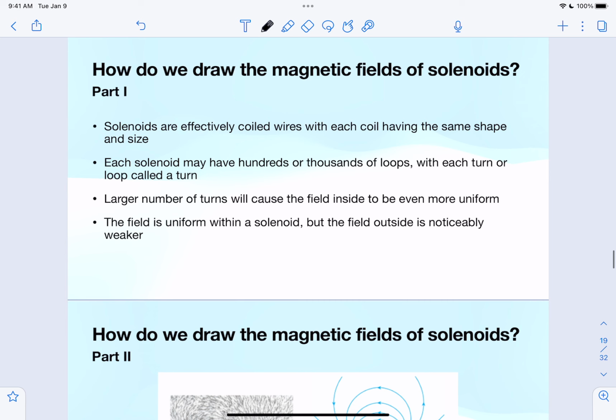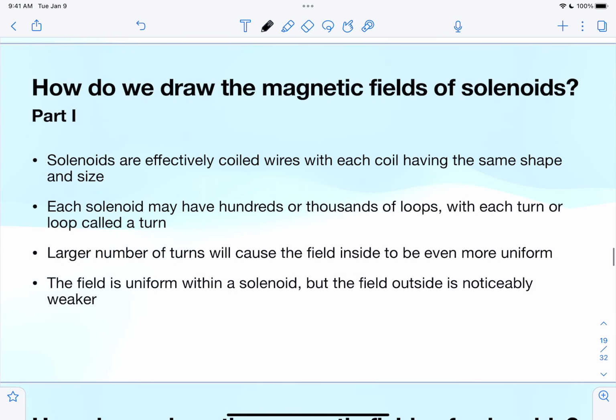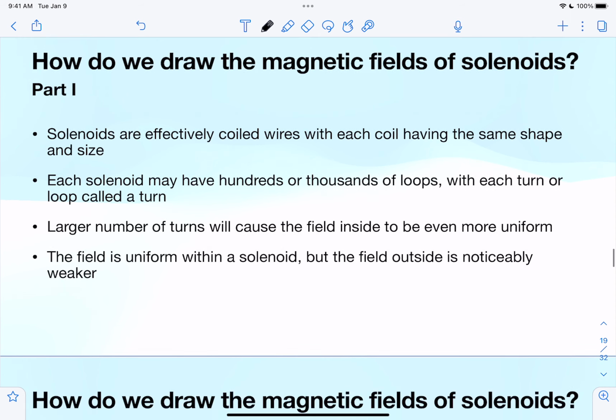Now we get to solenoids. Solenoids, like I said earlier, are basically just a bunch of current carrying loops, hundreds, thousands of them. A larger number of turns will cause the field inside to be more uniform and have a larger strength. So the more circular turns you have, the larger the magnetic field strength, and the more uniform the field is in the middle, or the inside, of the solenoid.